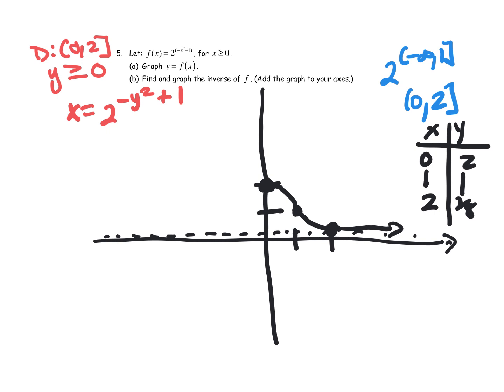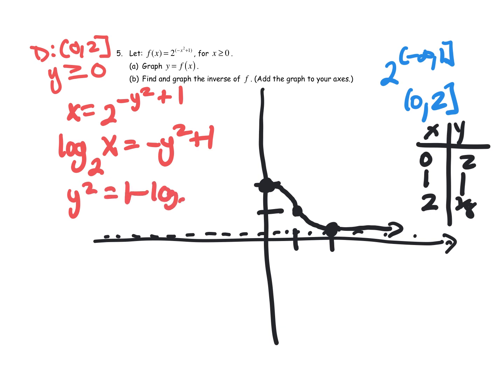Okay, so let's keep going here. Let's change it to log form. Log base 2 of my answer equals my exponent. And remember, we're solving for y. So y squared equals 1 minus log base 2 of x. And then we're going to square root. Now, normally we would say plus or minus, but we know the range has to be greater than or equal to 0 because that was the domain restriction on the exponential function. So it's just going to be the positive square root of 1 minus log base 2 of x. So a lot of thinking involved in this problem.